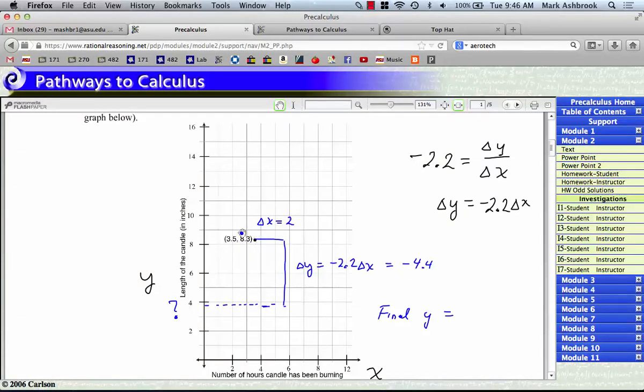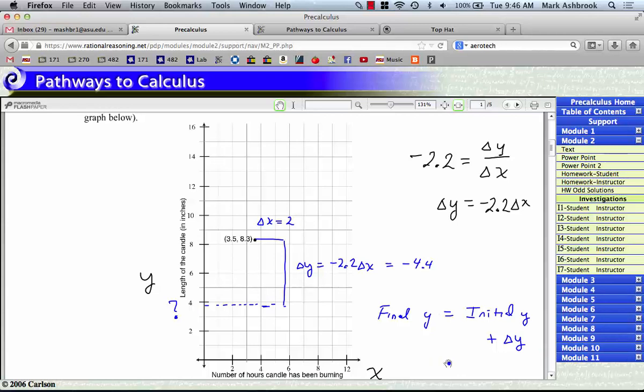It's not really subtracting. We've got an initial y, and what are we going to do to that initial y to get the final y? Yeah, you're going to subtract 4.4, but really what we're doing is adding the change. The final value of y is the initial value of y plus the change. You start at some value of a quantity, and if you add the change to it, you get the final value. It should make perfect sense.